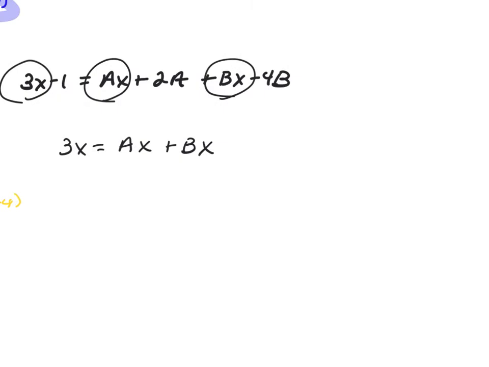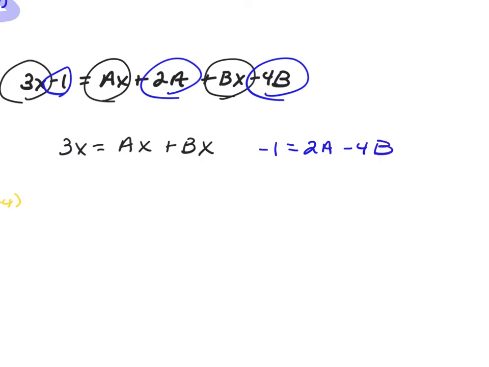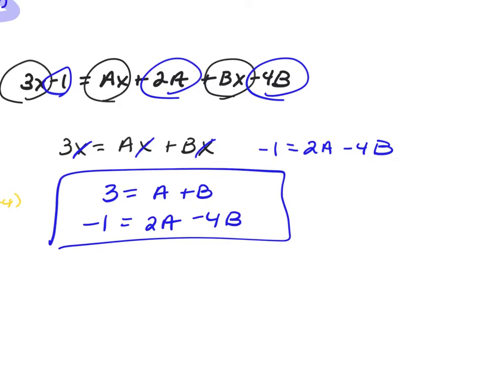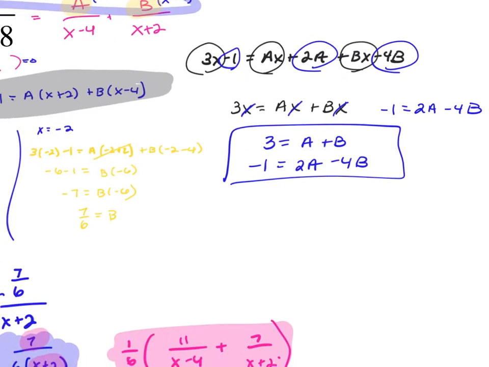And then group together the ones that don't have x. These cancel, right? And I get 3 equals a plus b. And negative 1 equals 2a minus 4b. And then I have a system to solve. So that's why this section is in this chapter, because you can use systems of equations to solve it. I just think the other way is easier.